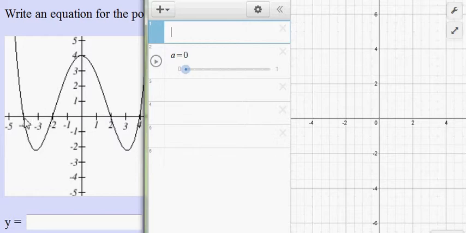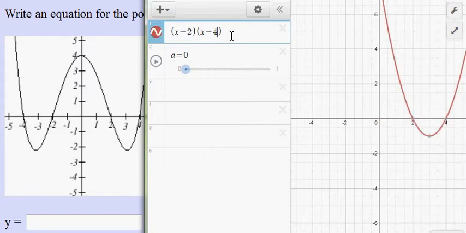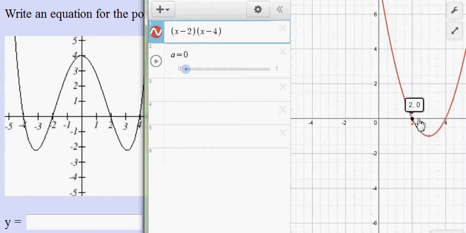It's important to look at just the x-intercepts at this point. Since the graph crosses at x equals positive 2, I'm going to write a linear factor x minus 2, and I'm going to do the same thing and make a linear factor for x minus 4. Notice I changed the sign on the x-intercepts from positive 2 and positive 4, and in the equation I made it a minus 2 and a minus 4, and that had the desired effect of getting these two x-intercepts.